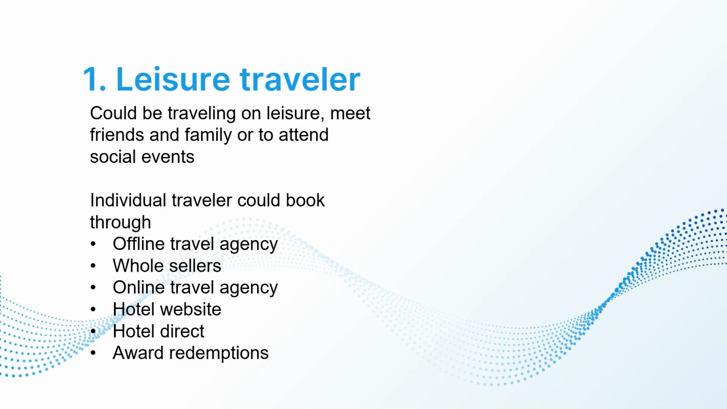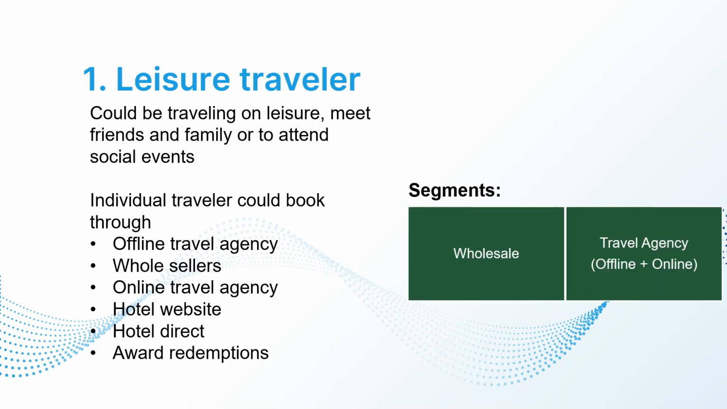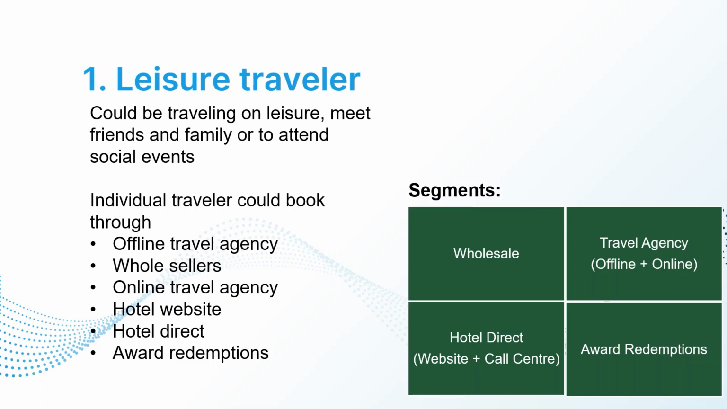Now see, the above points are all pertaining to where do they book from. It is important for you to understand here that we are not really in a position to control their reason to travel. Therefore, these travelers can be put in 4 different segment buckets on the basis of their booking mode: wholesale, offline and online travel agency, hotel direct, and award redemptions.